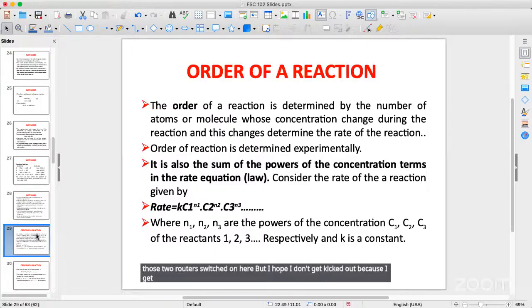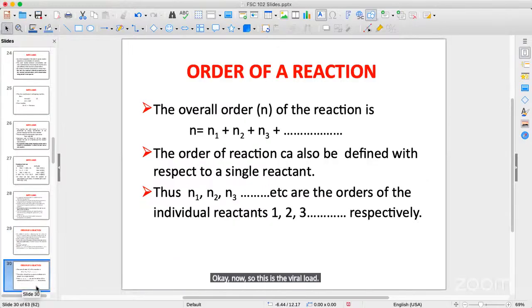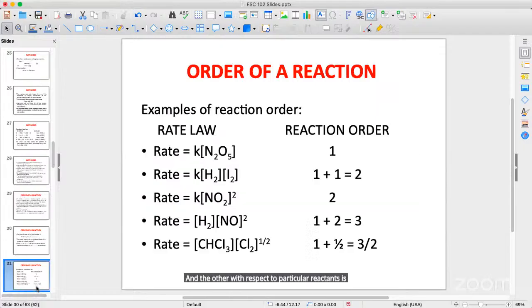Okay, now, so this is the overall order. That means you add all the orders together. And the order with respect to a particular reactant is the n1, n2, n3.